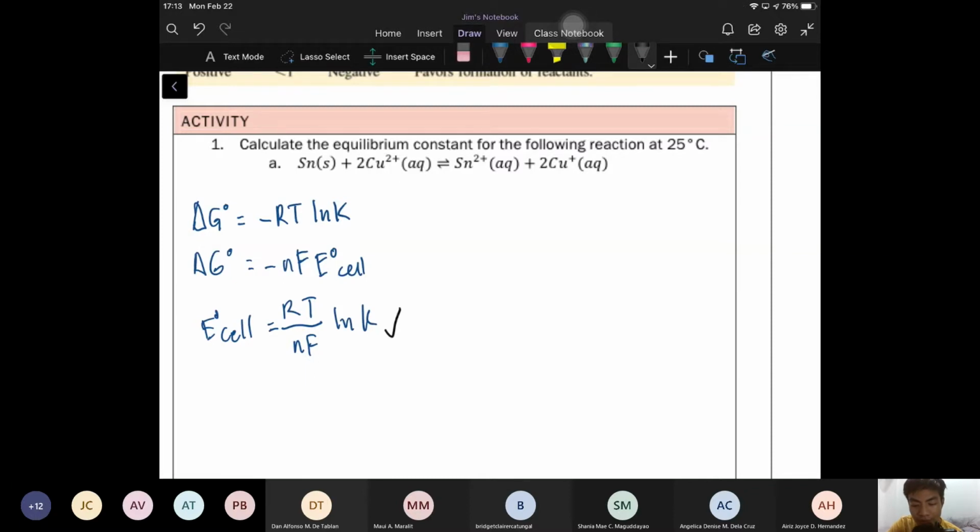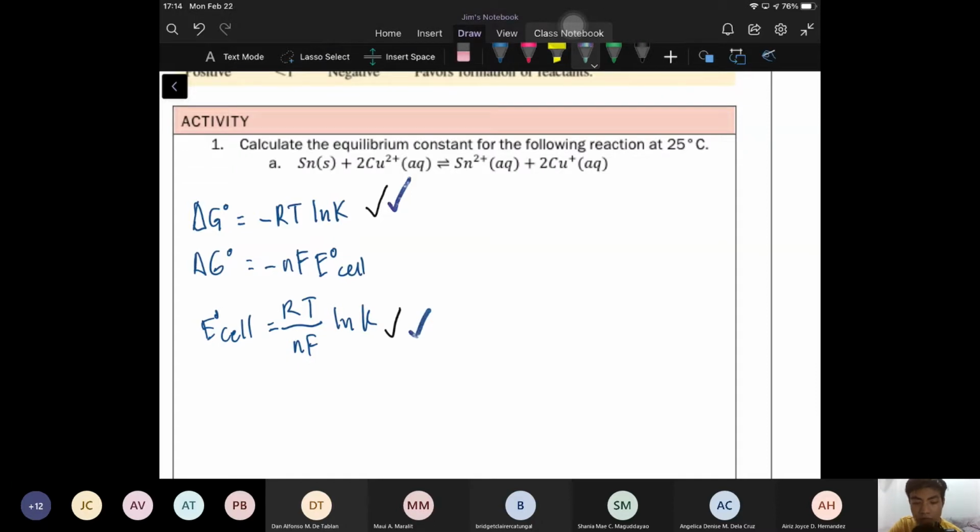Okay? So, pwede mo rin naman ito gamitin kasi ano yung hinahanap sa atin? ln K, ay yung value ng K. Yan yung equilibrium constant K, di ba? So, kung gusto mo hanapin yung value ng K mo, you can either use this top equation, yung may delta G, pwede rin naman yung E cell. Okay? So, you can use either of the two.